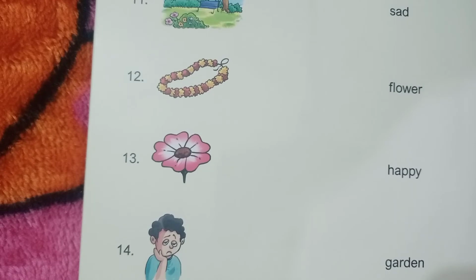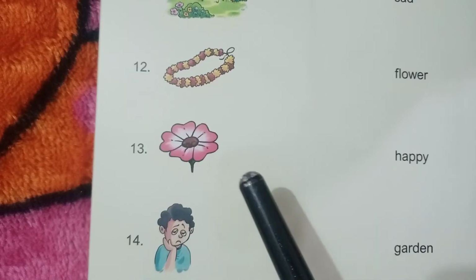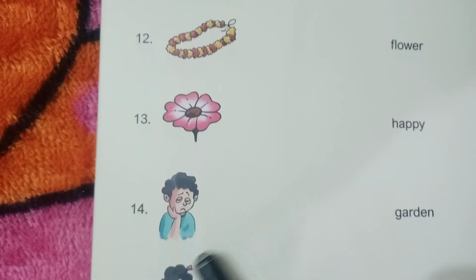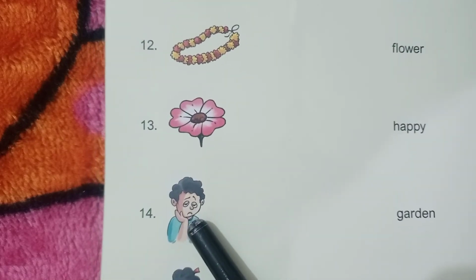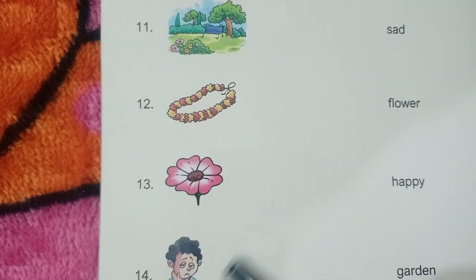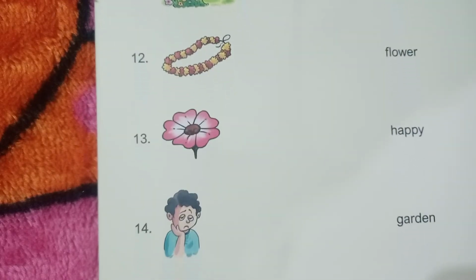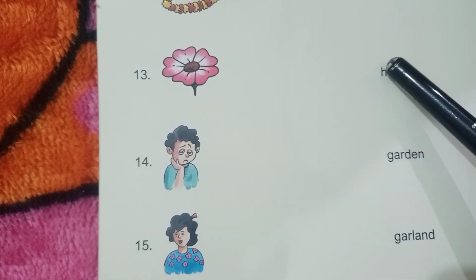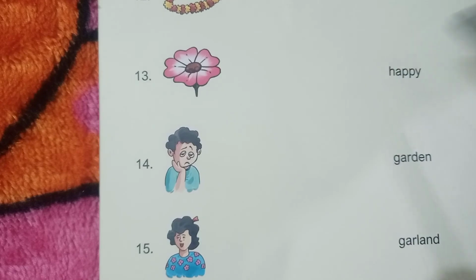Be quiet, beta. What is this? This is a flower. This boy is really very sad. Yes, sad hai, sad. And this girl is 15 number. This girl is happy. We'll match it with happy.